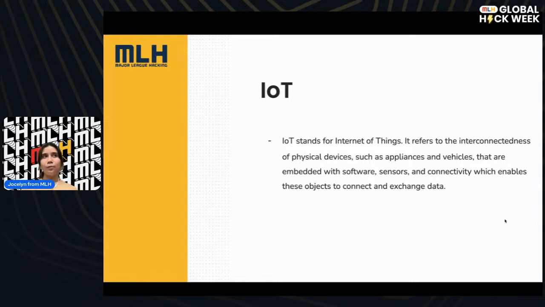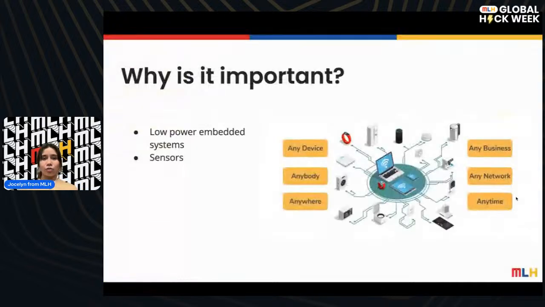Great. So as for now, we all should know that IoT means Internet of Things, which is basically interconnecting different devices through the internet. So now you might be thinking, okay, cool, I can connect my lights, I can connect my phone, but why is it important? Where would I use it?